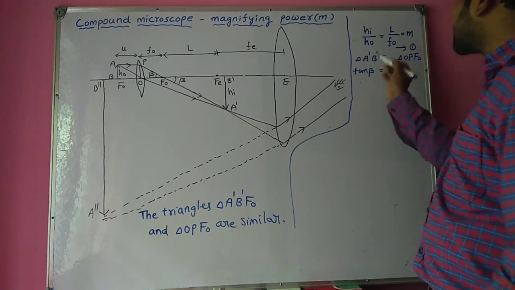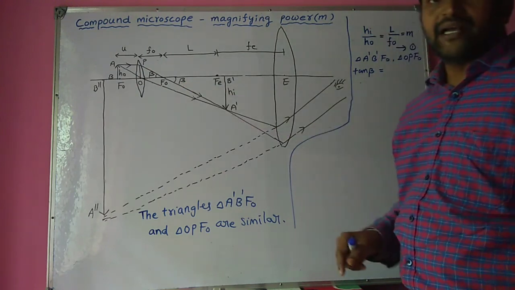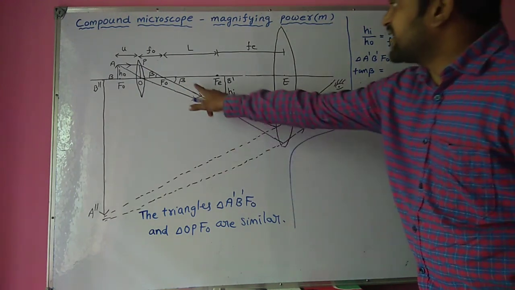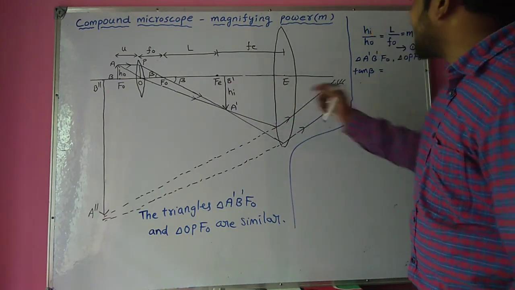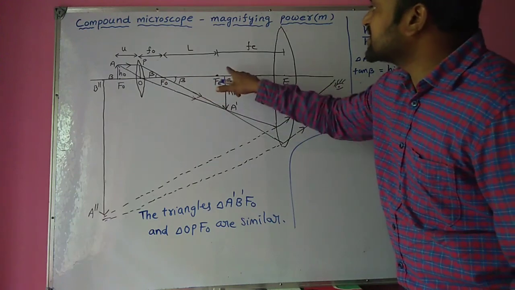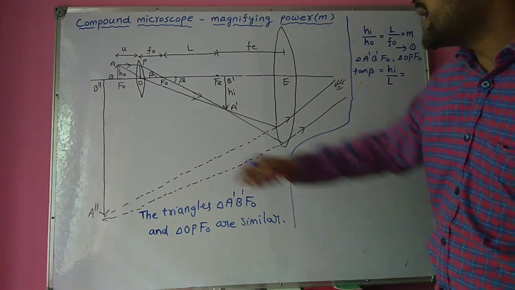In the two triangles, I am taking tan beta. For this triangle, the formula of tan beta is opposite side by adjacent side. For this beta, the opposite side is HI, and the adjacent side is L. So tan beta is HI by L. Now, next take this beta.